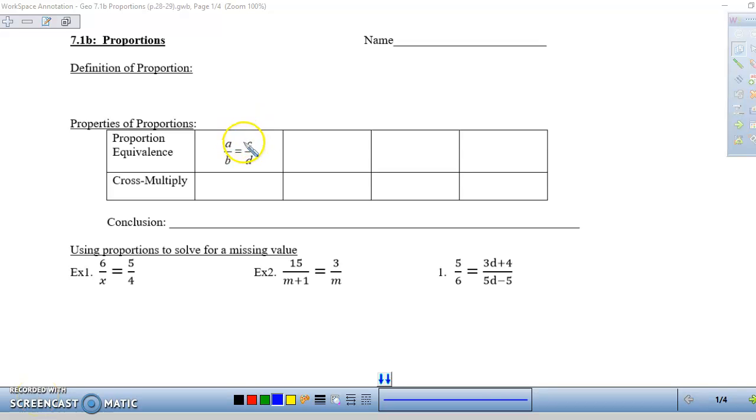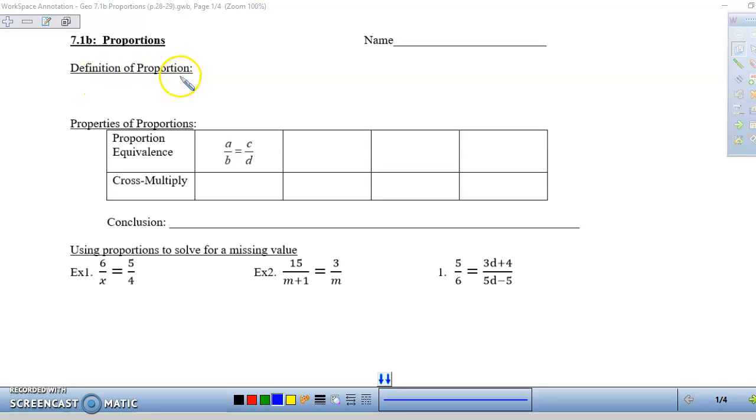Okay, hello. So we're going back to the old tablet recording today. So the 7.1 B, we're actually going to do the proportions before we do converting ratios, just because I thought this would be a little more straightforward for you, and the other thing we'll do during class.